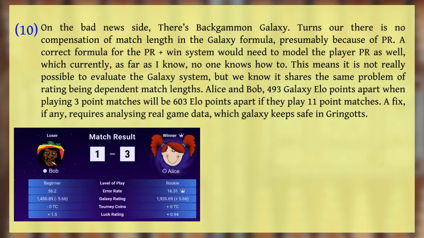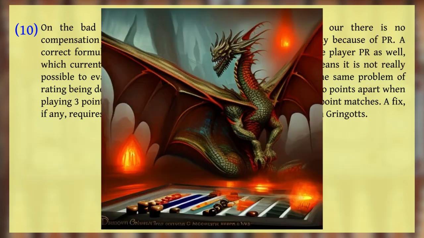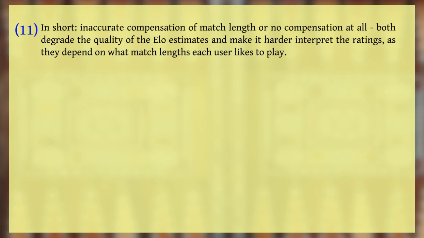Alice and Bob, 493 Galaxy Elo points apart when playing only 3-point matches, will be 600 Elo points apart if they play 11-point matches. The fix, if any, requires analyzing real-game data, which Galaxy keeps safe in Gringotts. 11. In short, inaccurate compensation of match length or no compensation at all. Both degrade the quality of the Elo estimates and make it harder to interpret the ratings, as they depend on what match lengths each user likes to play.